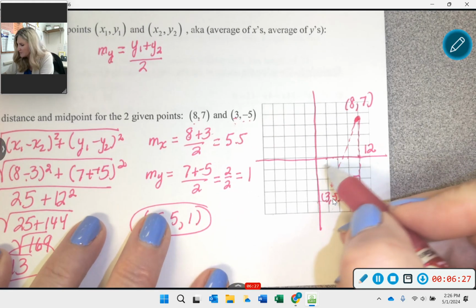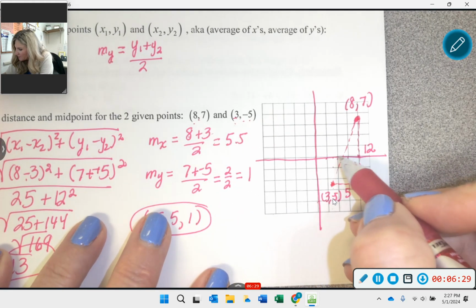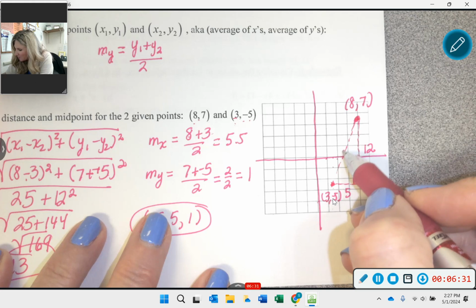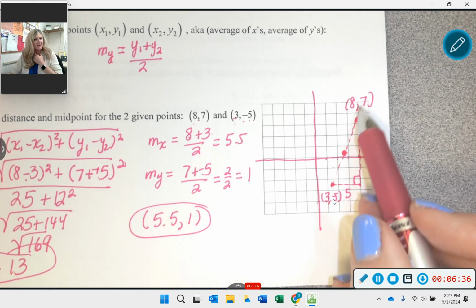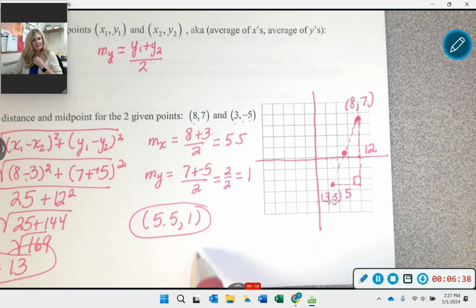So let's see if that seems right. Here's 2, 4, 5.5, and then up 1. Looks pretty good, doesn't it? Doesn't that look like it's in the middle of those 2 points? Okay, so we're just using a diagram to help us visually understand that these formulas work.